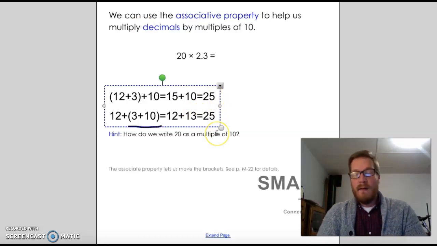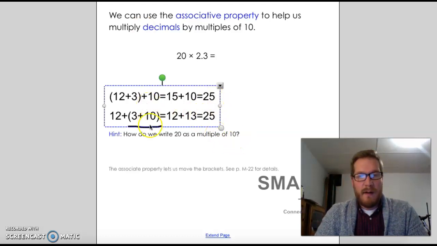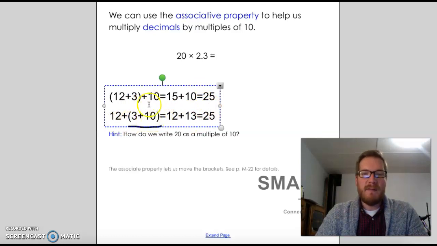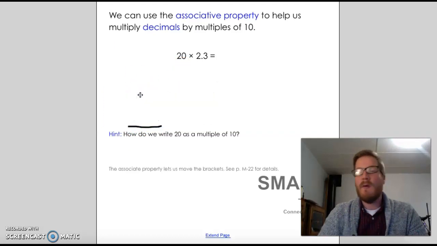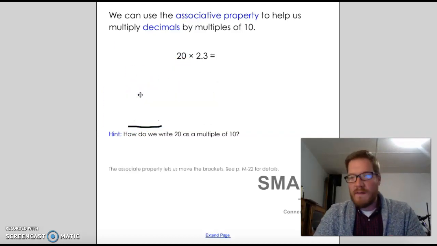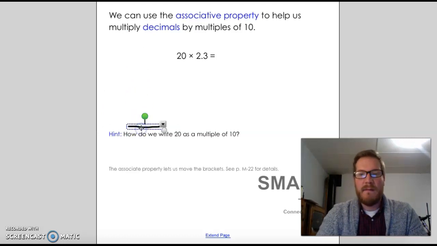And that's going to work at any point. It also works for multiplication. So if this was like 12 times 3 times 10, it's going to equal 360. If I did 12 times 3 times 10 with the brackets here, it's still going to equal 360. Now, what I'm going to do with that knowledge, and if you want more explanation on that, you can watch a video on it yourself.